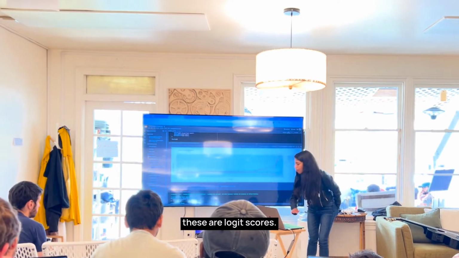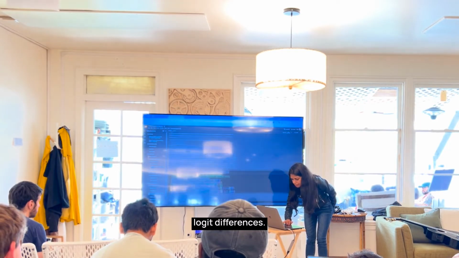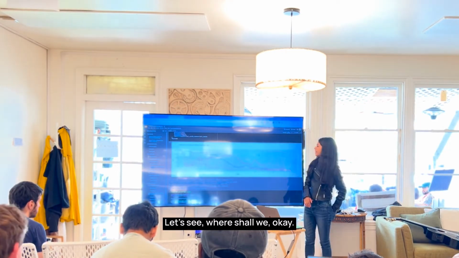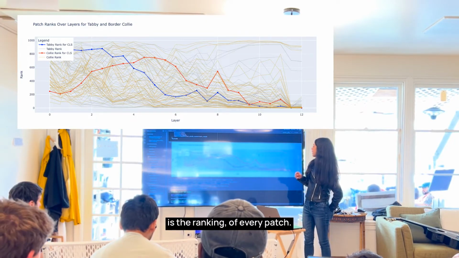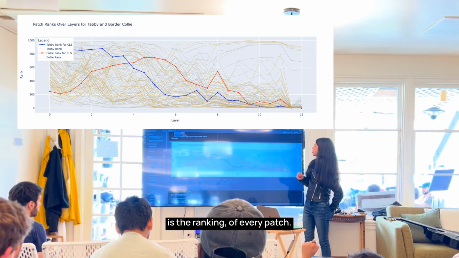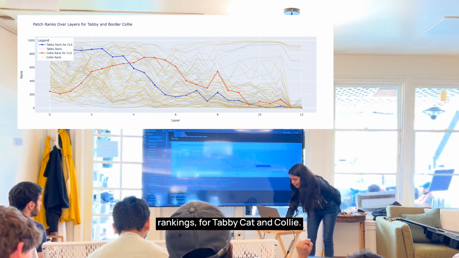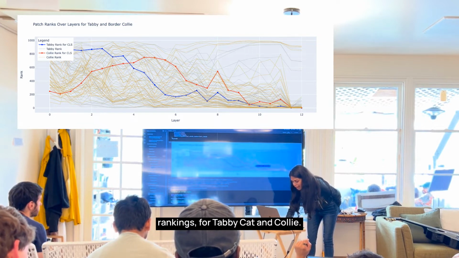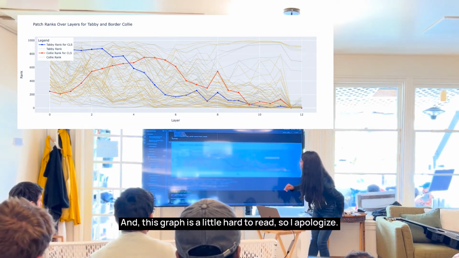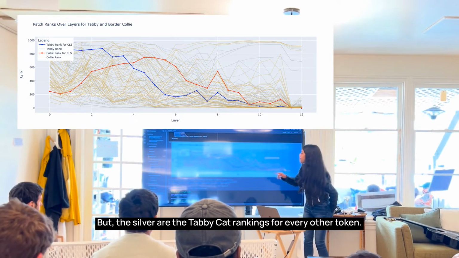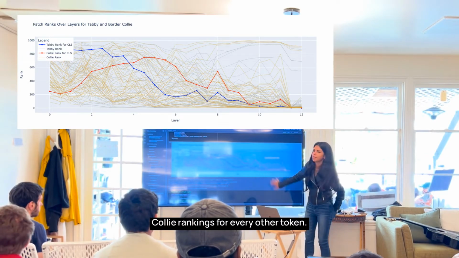Okay, these are Logit scores. We went through that. Okay, the Logit differences. This graph has a lot going on, but effectively what we're seeing is the ranking of every patch. The red and the blue are the rankings for Tabby Cat and Collie, and this graph is a little hard to read, so I apologize, but the silver are the Tabby Cat rankings for every other token, and the gold is the Collie rankings for every other token.